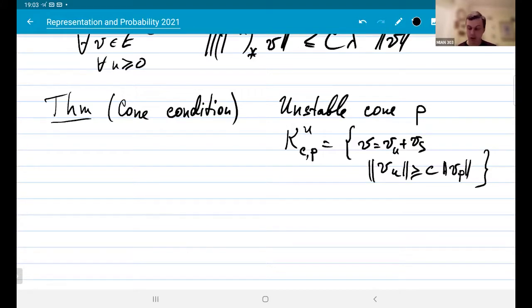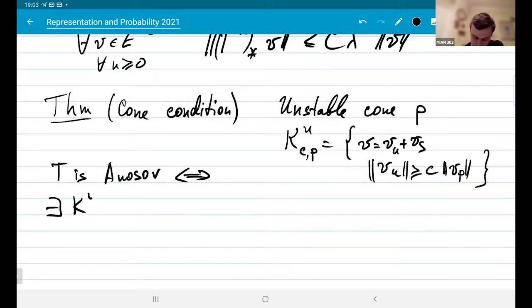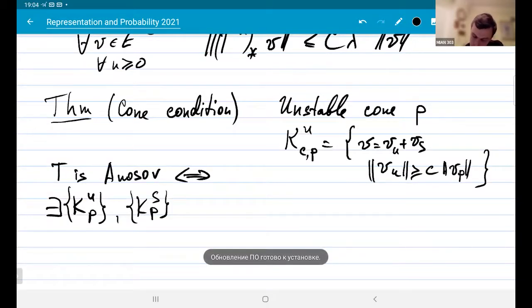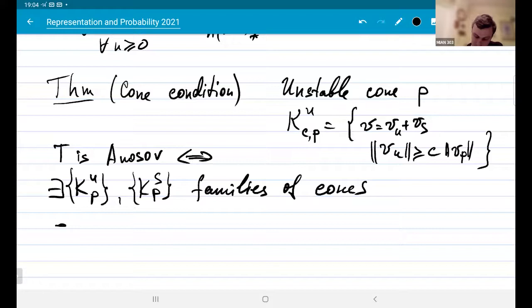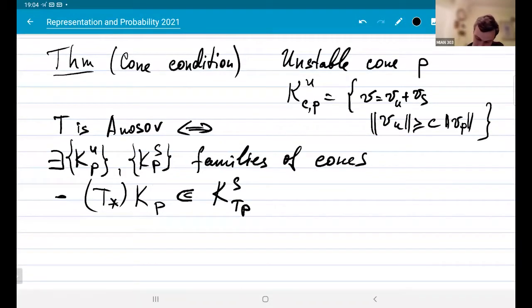Then we can say that T is Anosov if and only if there exists a family of cones such that, first of all, again, T star of K^s_P lies strictly inside K^s of TP for U. And for S it is the same, but for the minus one.